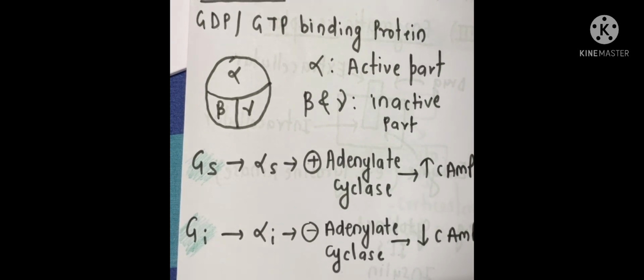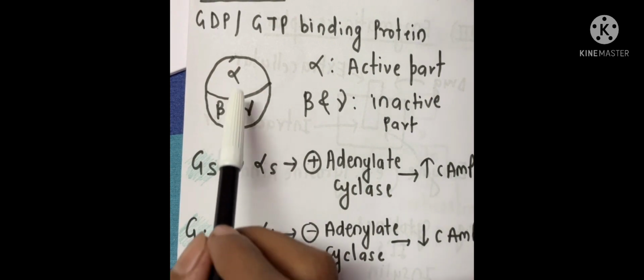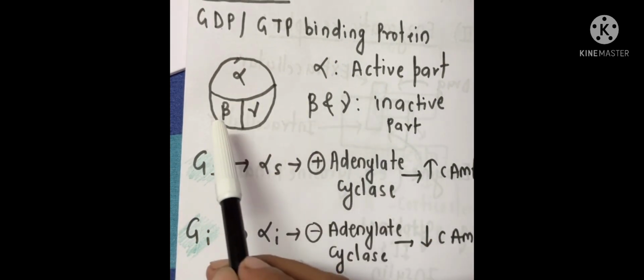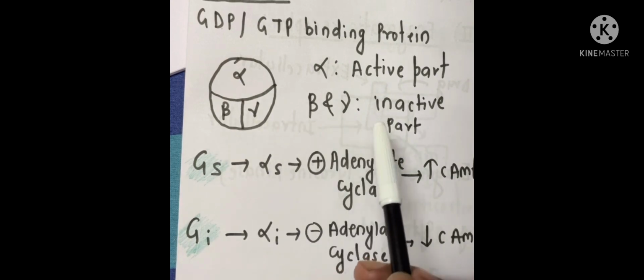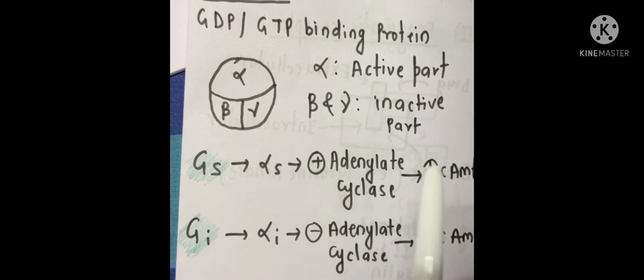G protein means GDP or GTP binding protein. GDP means guanosine diphosphate and GTP means guanosine triphosphate. When we talk about the structure of this G protein, it has 3 different parts: alpha, beta and gamma. The alpha part is considered the active part and the beta and gamma parts are considered the inactive part. GDP is present with the alpha part.